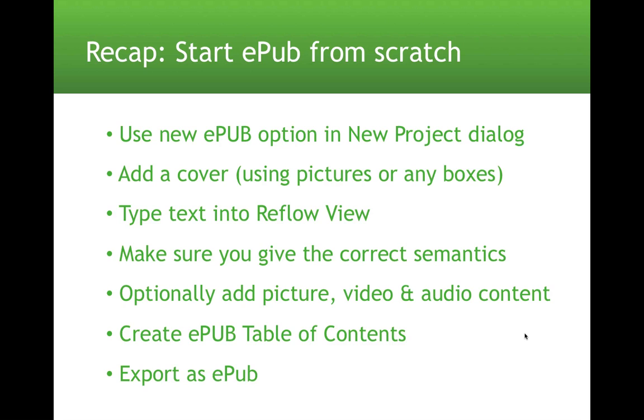Type the text into reflow view. Make sure you give it the correct semantics, so you classify what these elements are. Add pictures, video, audio content. That's something we're going to see in a minute. The same like adding a table of content if you want that, and then you export as ePub. And it's that easy to actually create a new ePub with QuarkXPress.